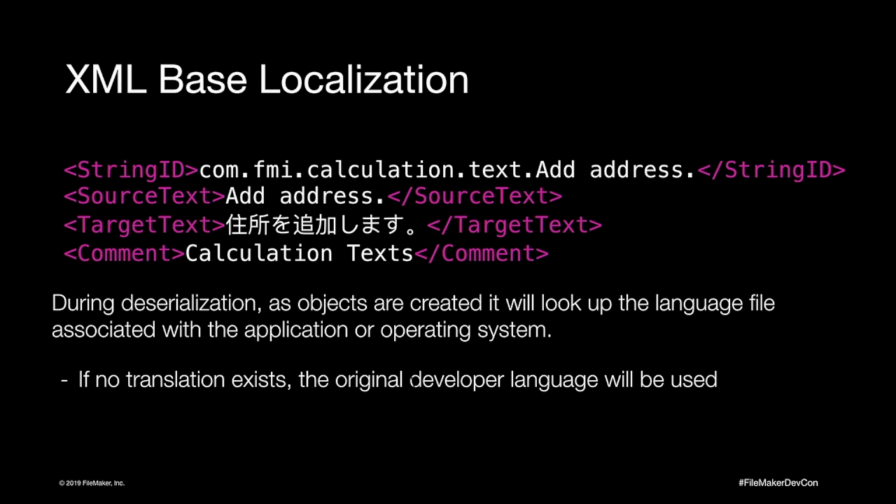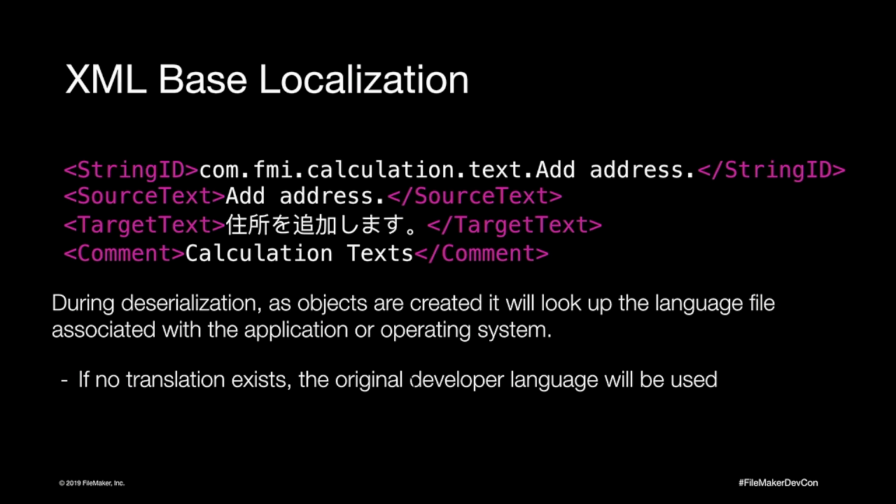So how do we localize files quickly and easily? We use something called base localization. If you were to snoop into our strings files, you'll see something like this. That string ID is the key we use to match the strings file to the schema file. So during deserialization, we pull it all together. In this example, we're trying to translate the phrase "add address", and you can see the source text.